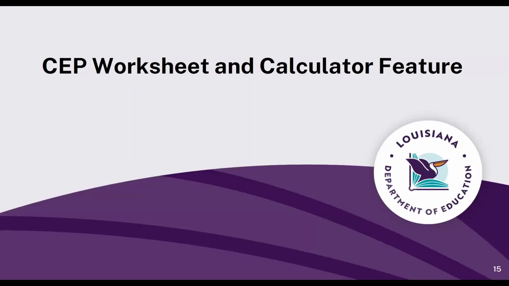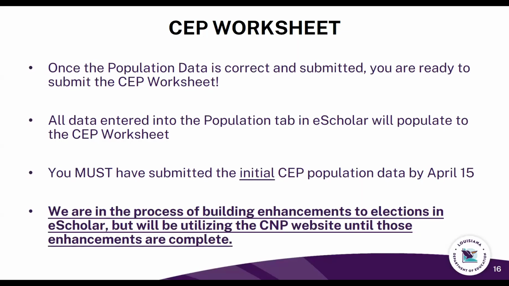All right, so now let's dig into the CEP worksheet and calculator feature. So since your population is correct and submitted, you are ready to submit the CEP worksheet. So all data that was entered into the population tab in eScholar will auto-populate into the CEP worksheet. You must have submitted the initial CEP population data by April 15th. We're still in the process of building enhancements to elections in eScholar, and we'll be utilizing the CNP website until those enhancements are complete.